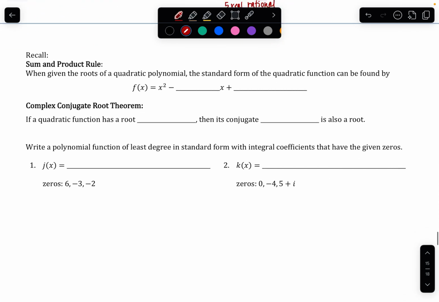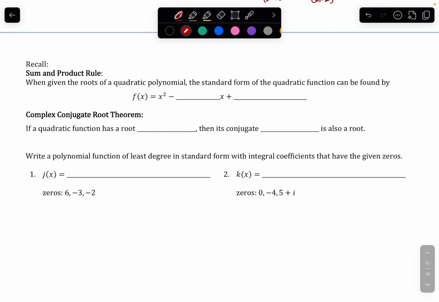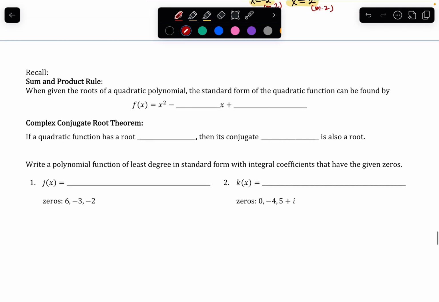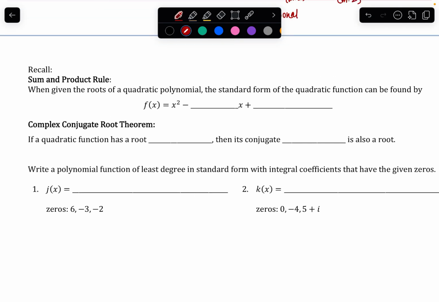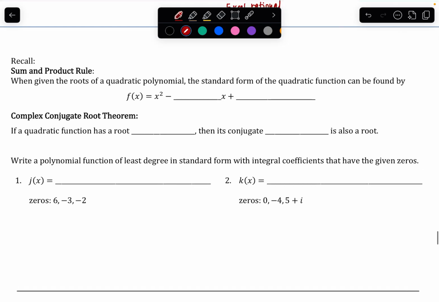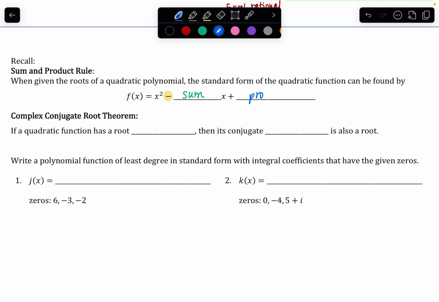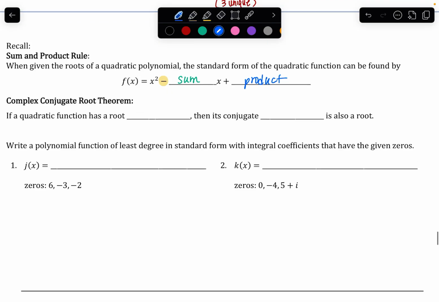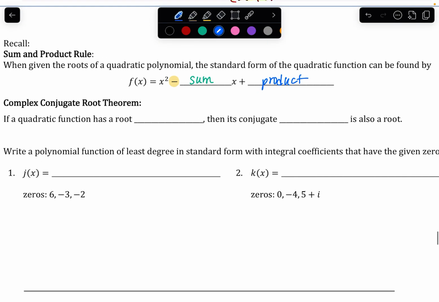Okay. The next part of this lesson is writing equations given the zeros. And so we have to remember something called the sum product rule, which, if you are given the roots, you would add them together to get your b value, but you would take the opposite, and then you would multiply them together to get your c value. That's for quadratics. Okay, so the sum and product. So minus the sum for your x term, and read that minus as opposite. Okay, that's only for the middle term. The product stays the same.